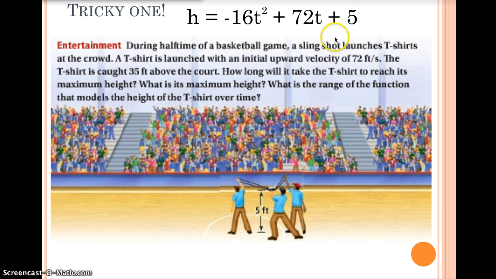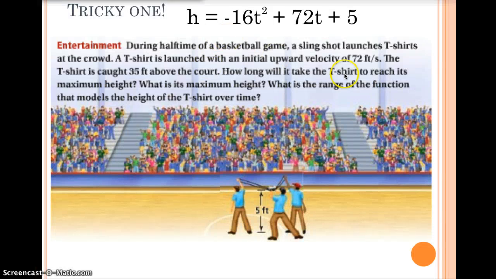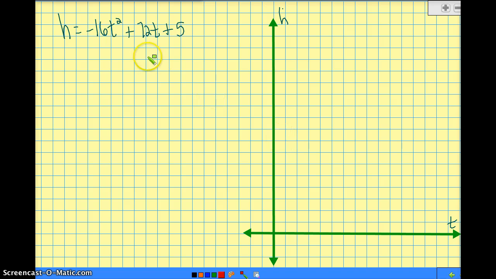Okay, so I'm going to go ahead and rewrite this on my graph. So it's negative 16t squared plus 72t plus 5. All right, so let's look at what I have set up here. Here's my equation. First thing I'm going to do is figure out what my axis of symmetry is. A is equal to negative 16, B is equal to 72. We're going to need our calculator for this. And C is equal to 5.